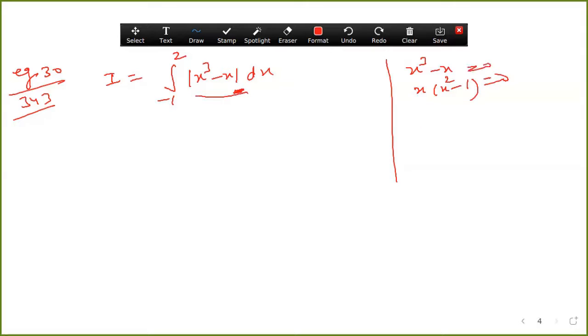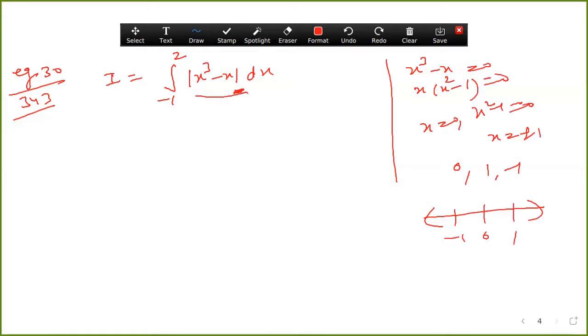What are you getting? x is equal to 0. x square minus 1 equal to 0 gives you what? Plus minus 1. So you are getting 0, 1 and minus 1. Take the number line. 0 is here, minus 1 is here, this is 1. And 2 is given in the interval, that is 2. Now here are 3 intervals: minus 1 to 0, 0 to 1 and 1 to 2.